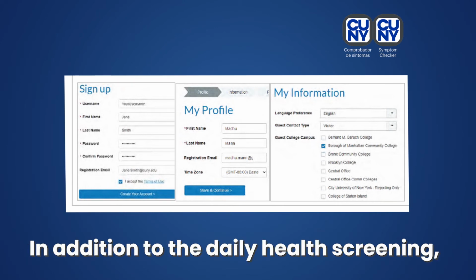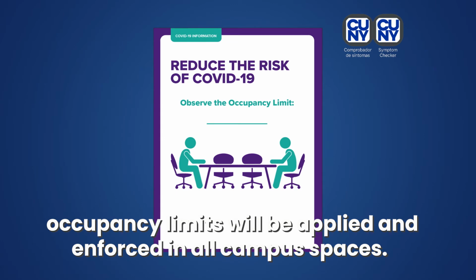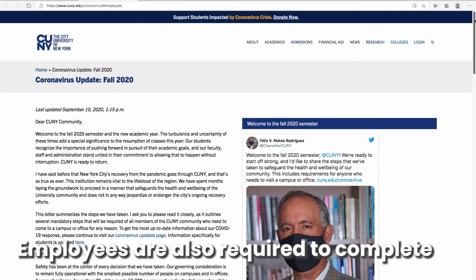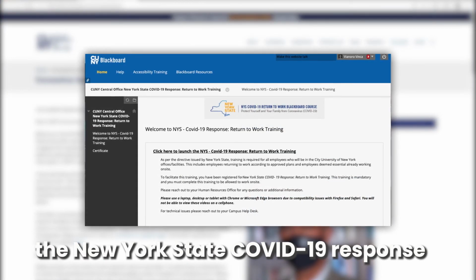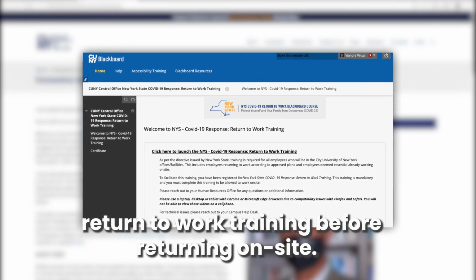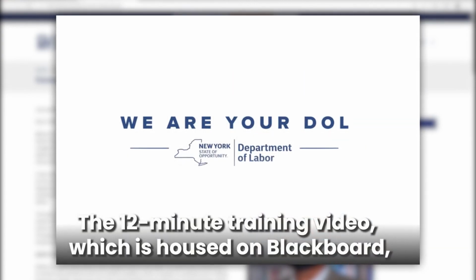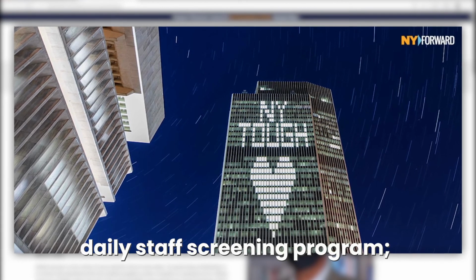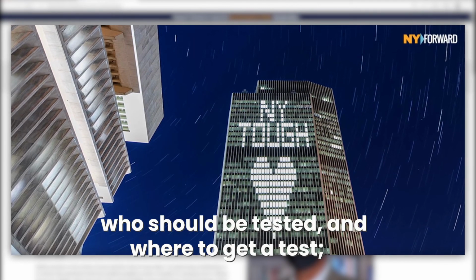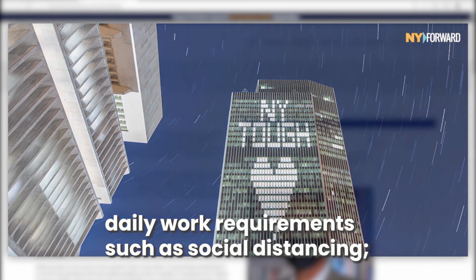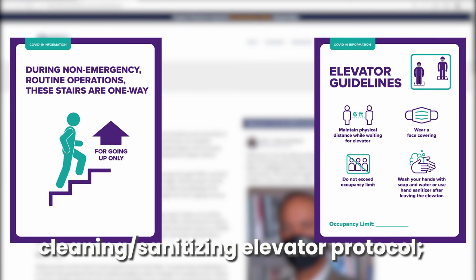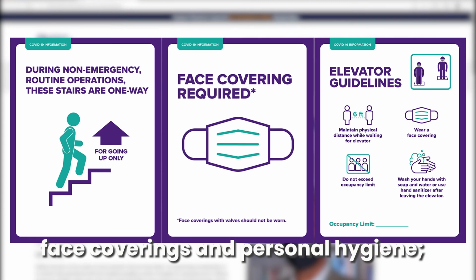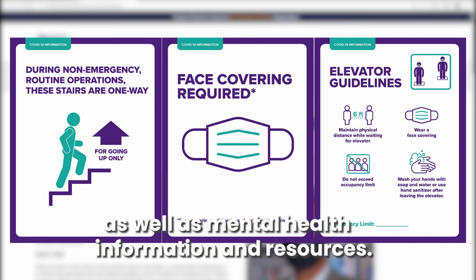In addition to the daily health screening, occupancy limits will be applied and enforced in all campus spaces. Employees are also required to complete the New York State COVID-19 response return to work training before returning on site. The 12-minute training video, which is housed on Blackboard, provides valuable information about the mandatory daily staff screening program, who should be tested and where to get a test, daily work requirements such as social distancing, cleaning, sanitizing, elevator protocol, face coverings, and personal hygiene, as well as mental health information and resources.